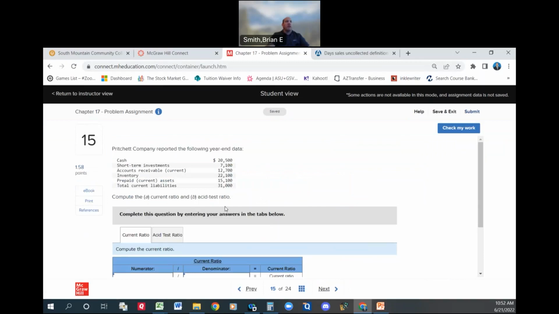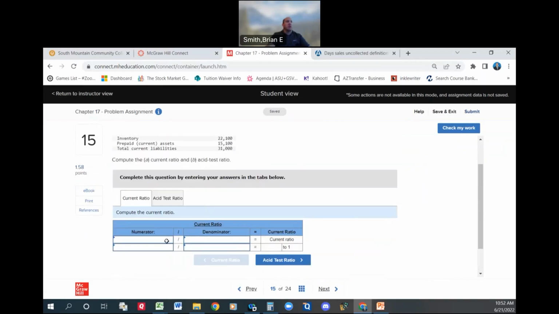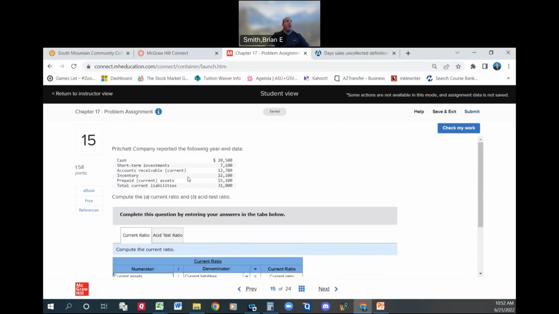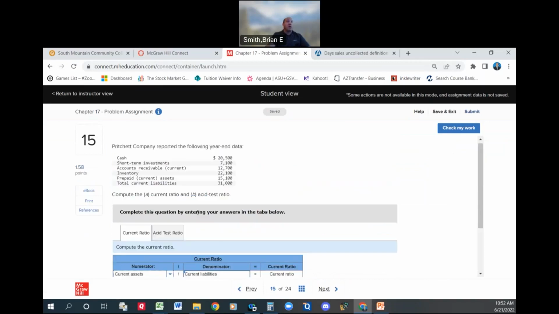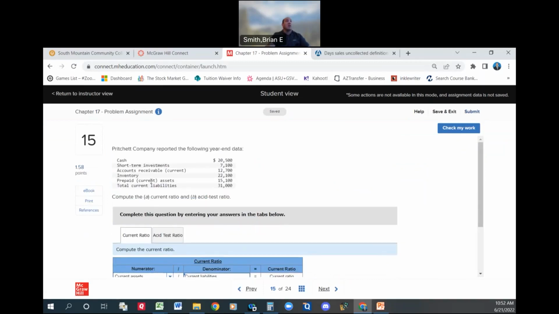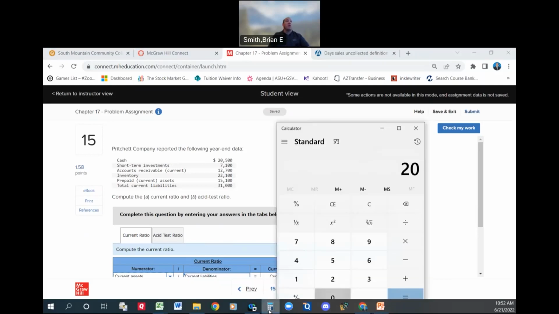Here we're computing the current ratio and the acid test ratio. Current ratio in the numerator is going to be current assets, and the denominator is going to be current liabilities. You're going to take all of your current assets and add them together, and take your total current liabilities, which they already gave you as 31,000. Looking at all this, it looks like all of these are current assets. So we're going to take 2,500, 7,100, 12,700, 22,100, and 15,100 for 77,500.